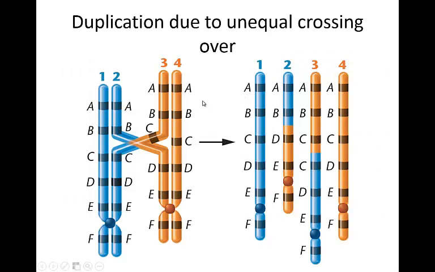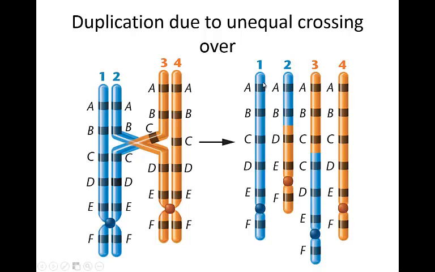So duplication, one of the ways that you can get duplication is due to unequal crossing over. So say you have some crossing over happening, chromosome 1, this one's not being crossed over, but here 2 and 3 are crossing over, okay? They're going to be exchanging bits of genetic information, but it's not happening equally.